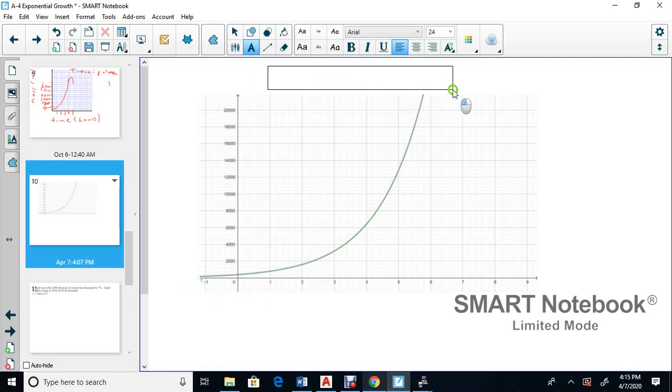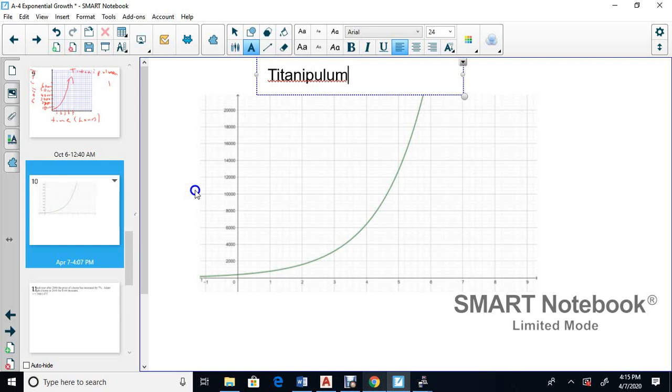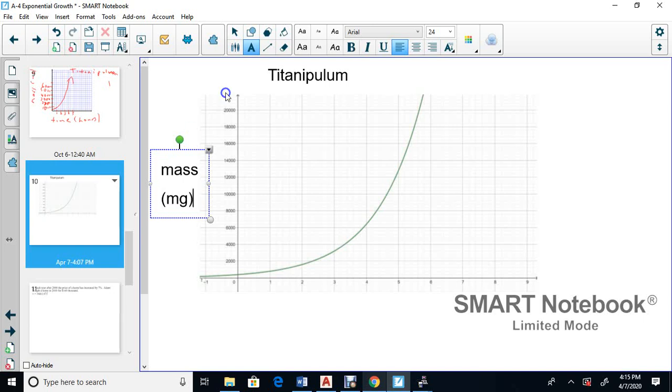So over on the top here, I'll put Titanipulum. That's just kind of a made-up name. Over here, it should have been mass, if you couldn't read it. And that mass was in milligrams, mg. And down here at the bottom, we had time, and the time was in hours.